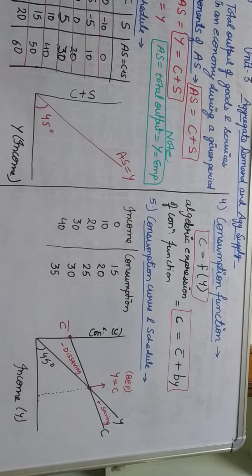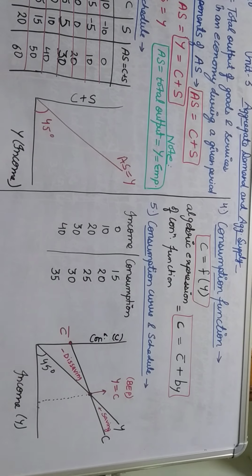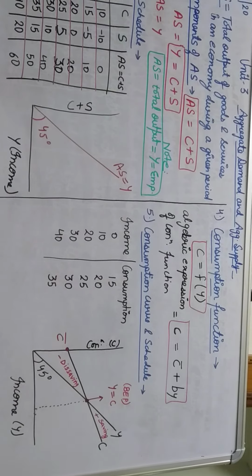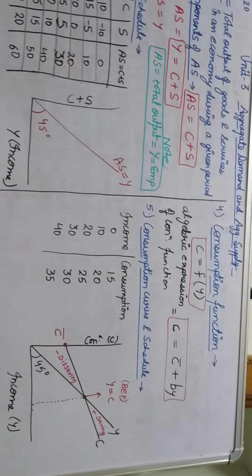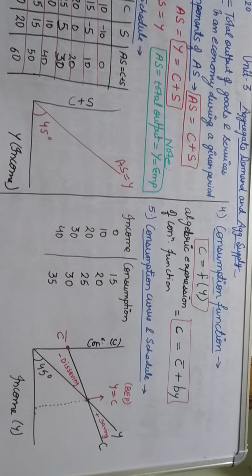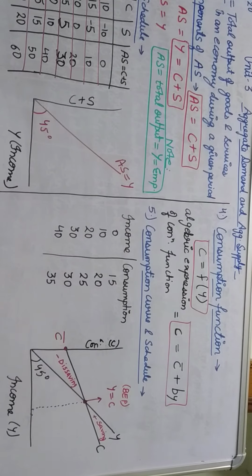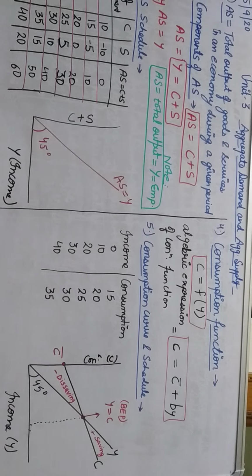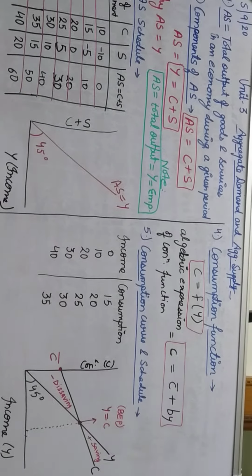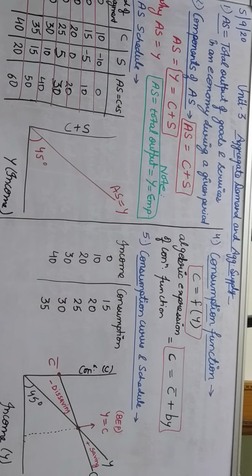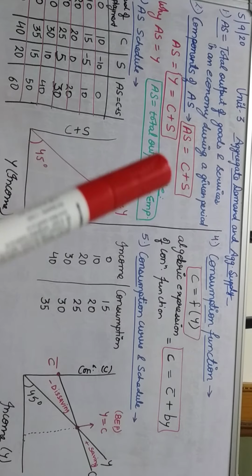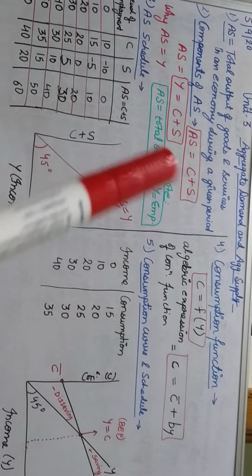Now the next topic is the consumption function. Here we have discussed the simple concept of aggregate demand and aggregate supply. After that I am starting the new concept, that is the consumption function. So far, we have read two formulas. First, AD equals C plus I. Second, AS equals C plus S, or Y equals C plus S.